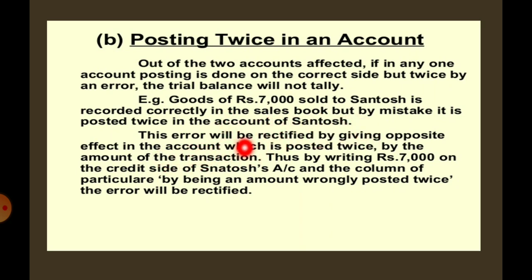The error will be rectified by giving the opposite effect in the account which is posted twice. So Santosh is debited two times, so you have to cancel one posting, because 7,000 is to be posted in Santosh's account but not twice. You had entered 14,000 rupees. To reduce the 7,000 rupees, you must credit this account. Okay, so Santosh account will be credited by 7,000.